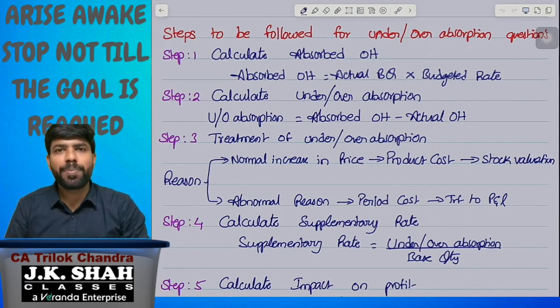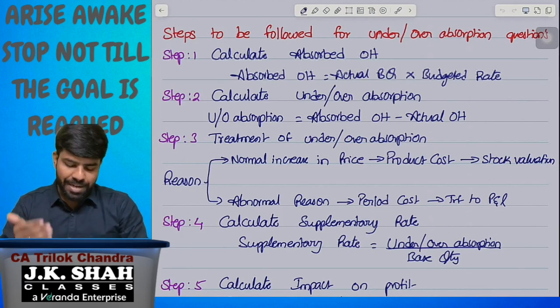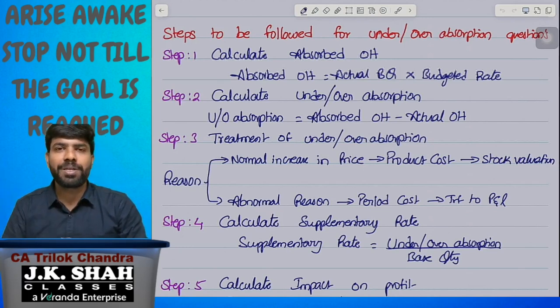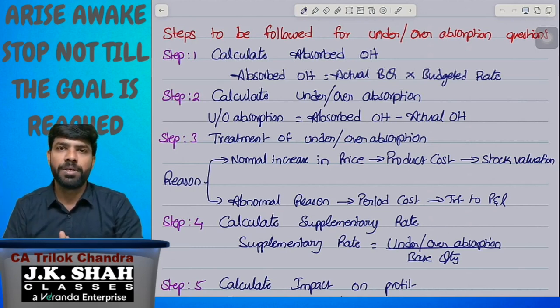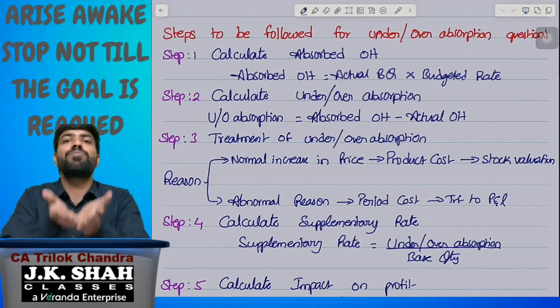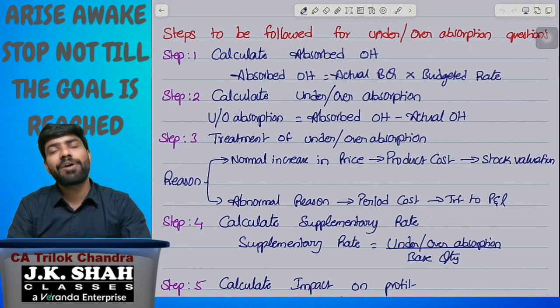How to calculate absorbed overheads? Actual base quantity into budgeted rate. Then calculate under or over absorption. Formula is absorbed overheads minus actual overheads, nothing but accounted overheads minus actual overheads. If accounted overheads is more, then it is over accounted. If accounted overheads is less, then it is under accounted.